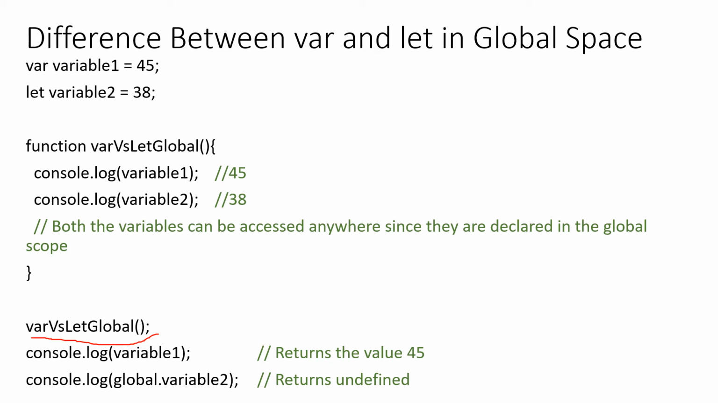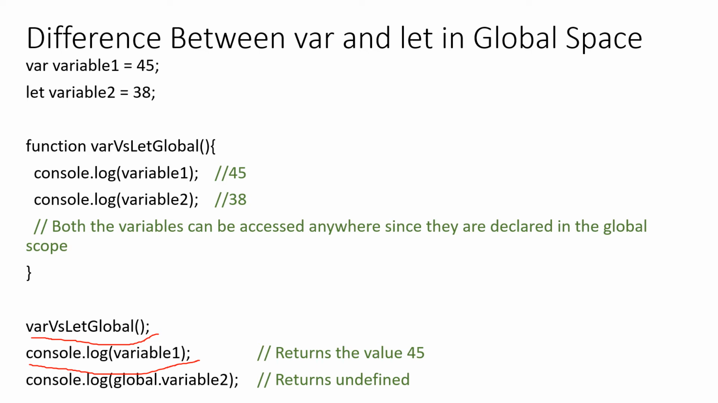We can see here console.log(variable1) returns 45, but if we do console.log(global.variable2) it returns undefined. So you might be thinking, I just said that we can access a variable declared in a global space anywhere in our program, so why are we getting this undefined error over here for variable2?